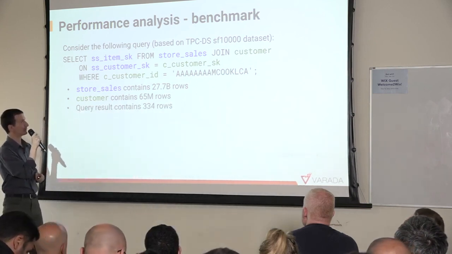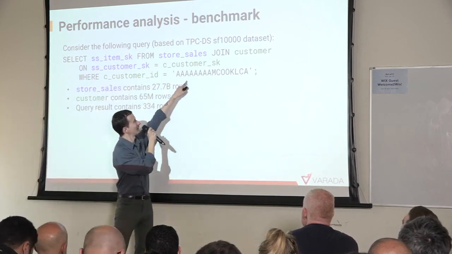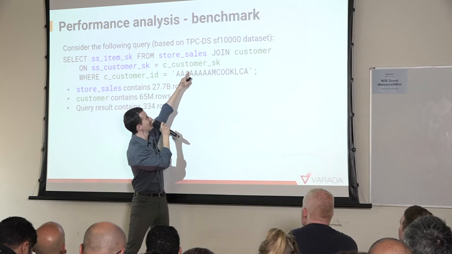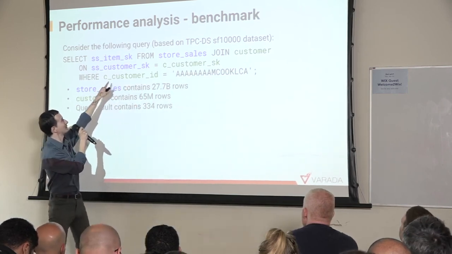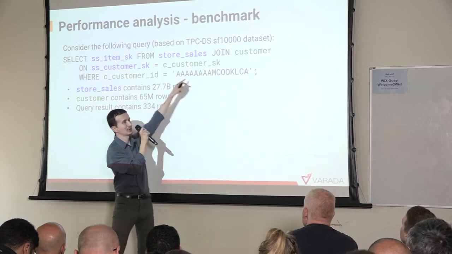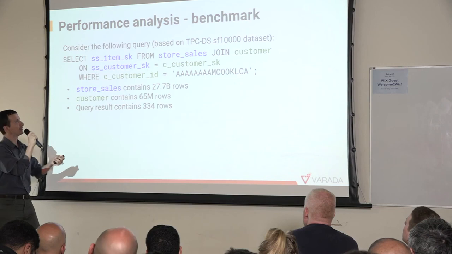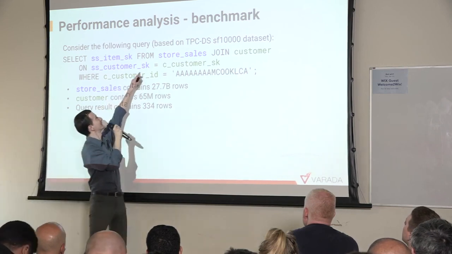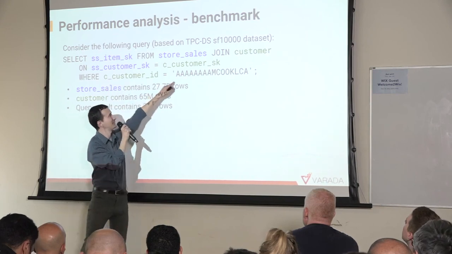And we do a similar query. Note that we are doing a filter on the right-hand side table, where we have a customer ID, but the join is going over the customer SK. Okay, so in order to do the join efficiently, the dynamic filter will need to find the correct customer SK, which is matching the customer ID given here.